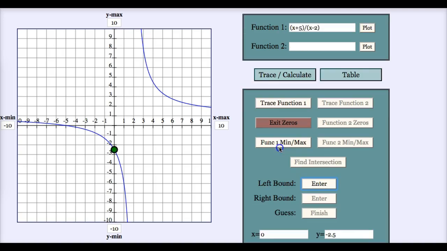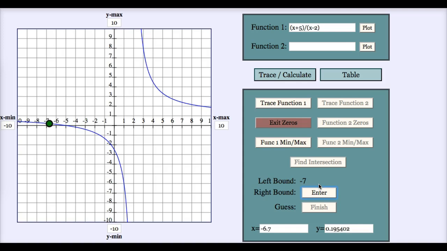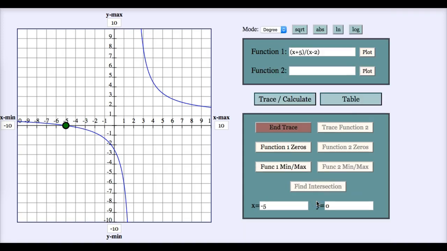So I'm going to start off really quickly just solving for this 0. I'm going to do function zeros. I've got to find a left bound, so I'm going to go to the left of the 0. That point is fine. Then to the right. That's great. And then I'm going to guess. And I'll get that I've got a 0 at -5. So my y values start to be negative when x is equal to -5.